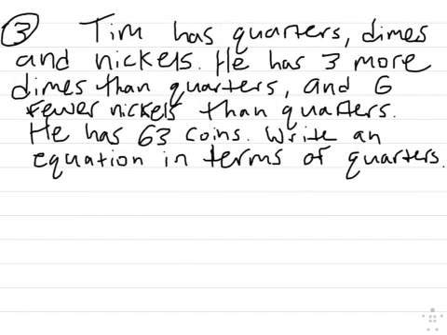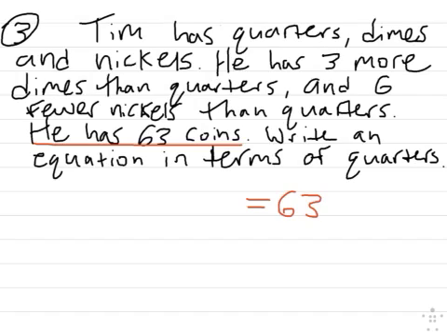All right, Tim has quarters, dimes, and nickels. He has 3 more dimes than quarters, and 6 fewer nickels than quarters. He has 63 coins. Write an equation in terms of quarters. Okay, well, let's just start with that right away. He has 63 coins. Okay, 63. So we've got 63 things, right? 63 things. He has that many.